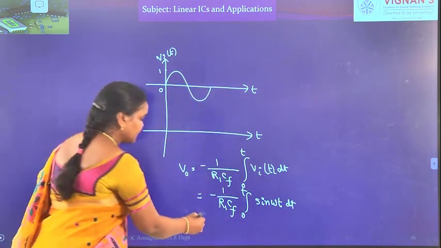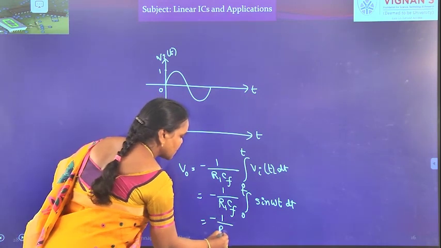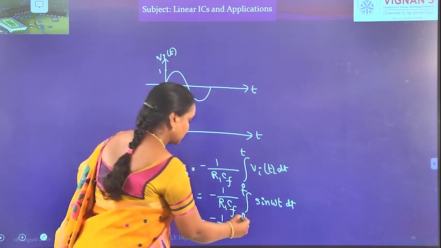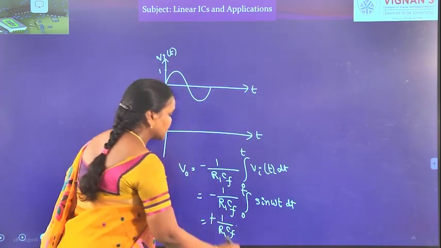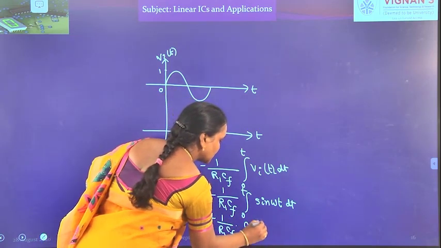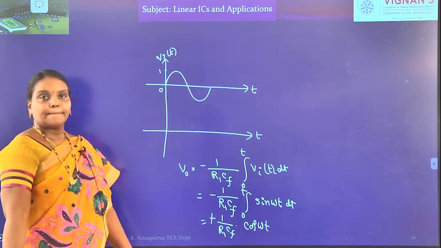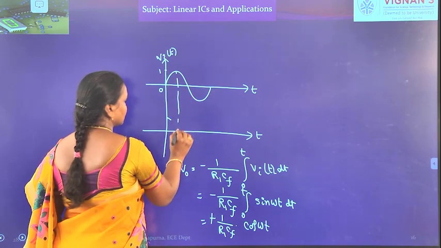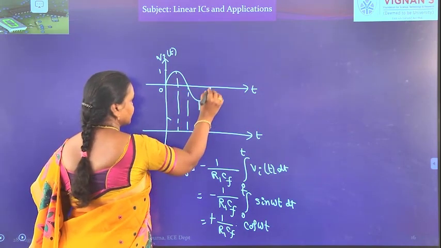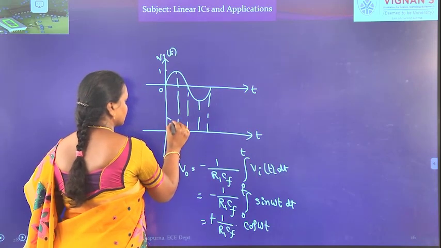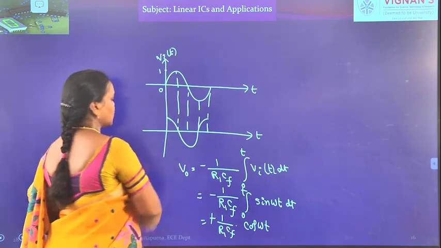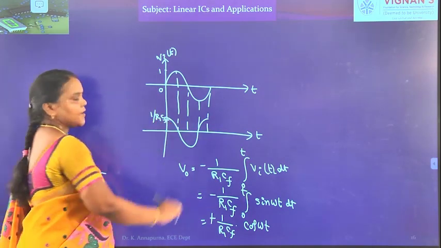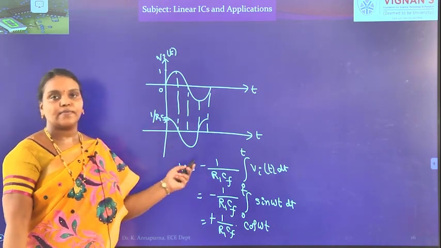So, what is the answer? Minus 1 by R1 Cf into what is integration of sine? It is minus cos. So, that minus and this minus get cancelled. So, cos omega t, right. So, here you will get the cos term. Okay. And this magnitude is 1 by R1 Cf. So, you calculate, because already they have given you R1 and Cf values.